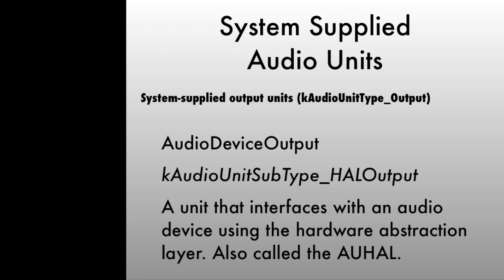Then there are output units, and this is an audio device output unit that basically is the audio hardware abstraction layer. This is the HAL output audio unit that takes whatever digital audio or MIDI data you've got and can do input and output on various hardware, and they've got a lot of these types already spelled out. A lot of these pieces of hardware you're able to access right out of the box.